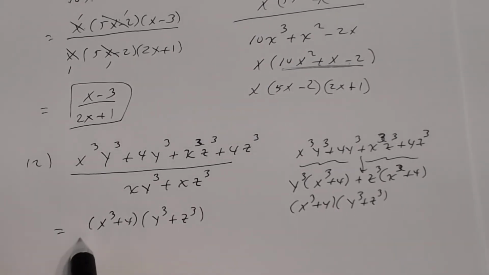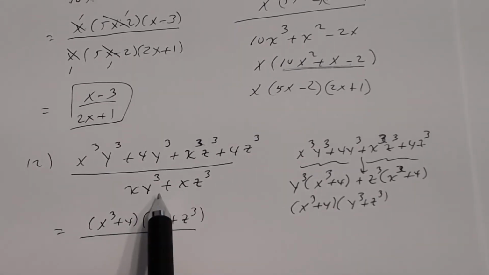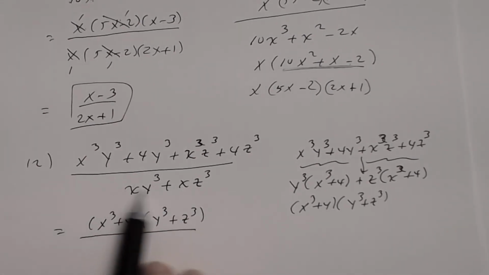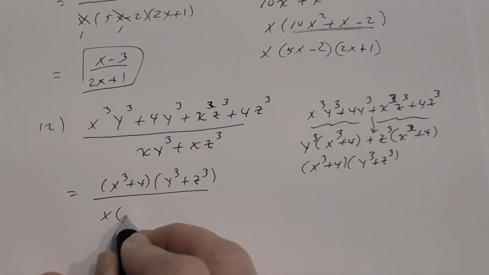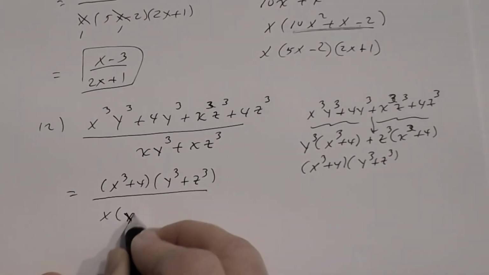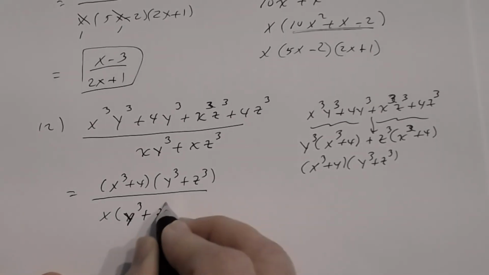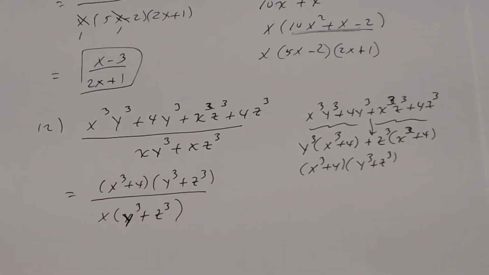All right, now the denominator. So look at your denominator. I don't have to go off to the side and do any work because I can figure that out here. What's the GCF here? Well, the GCF is x. So I'm going to get x times y cubed plus z cubed, right? Okay, so now I factored.